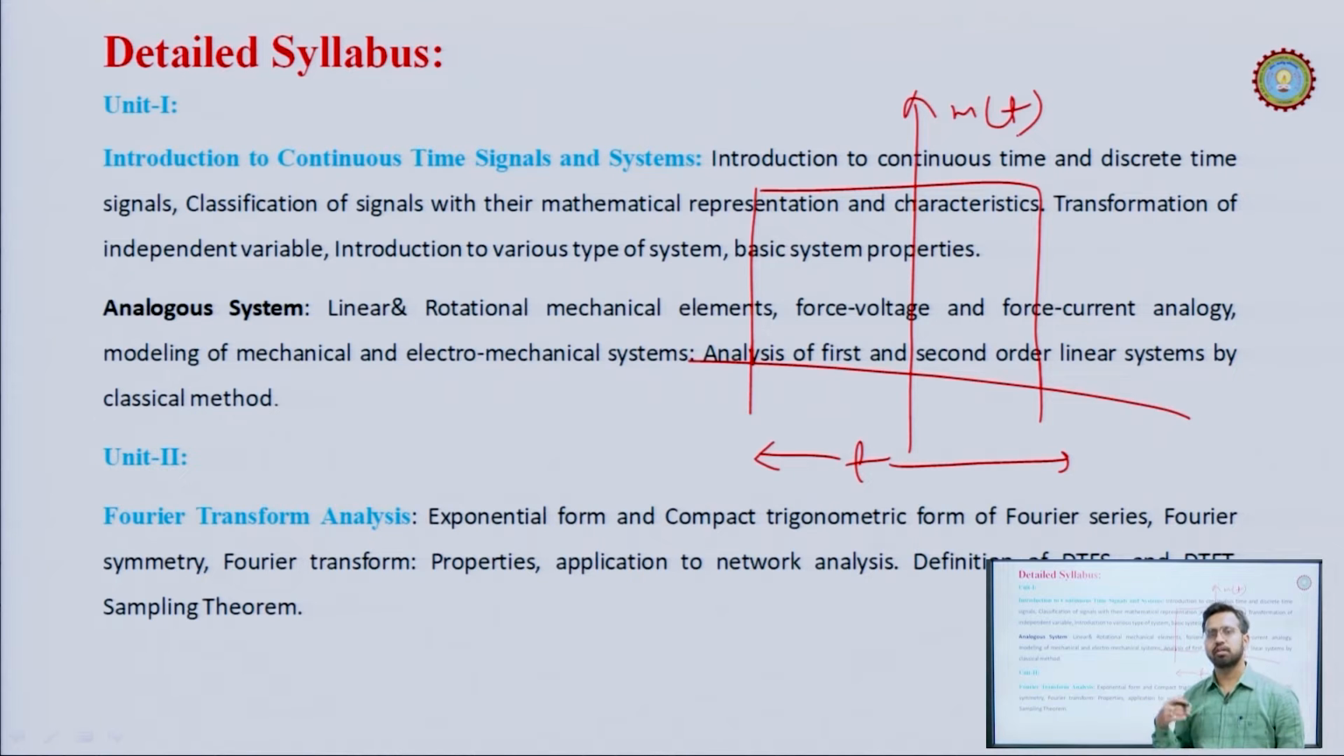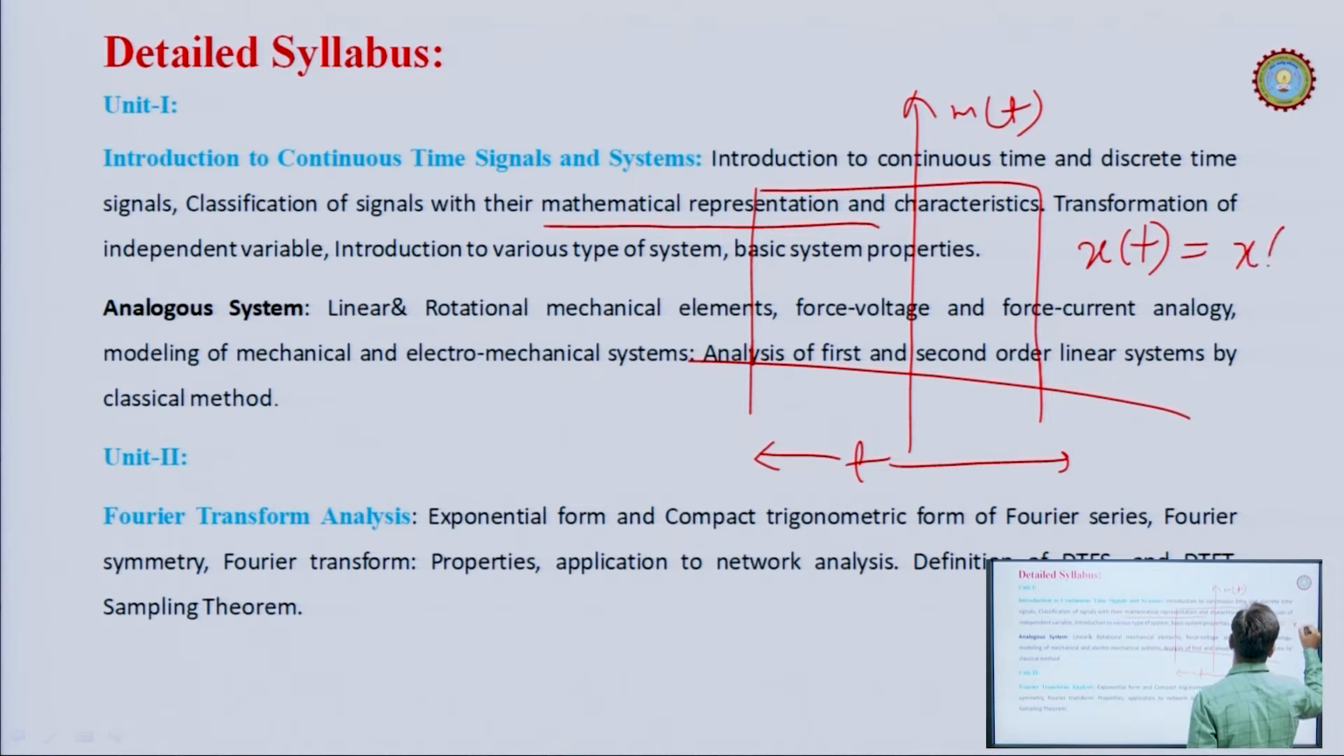So, this was the representation in the form of a graph, on an axis or on a plane. But if we want to represent this in the form of a mathematical equation, what will we do? We will simply write x(t) is equal to x(-t). This is the mathematical representation: whatever the signal is at positive time, similarly the signal is for minus t. So, this is the representation of this graph in mathematical form, and this is the representation in graphical form.